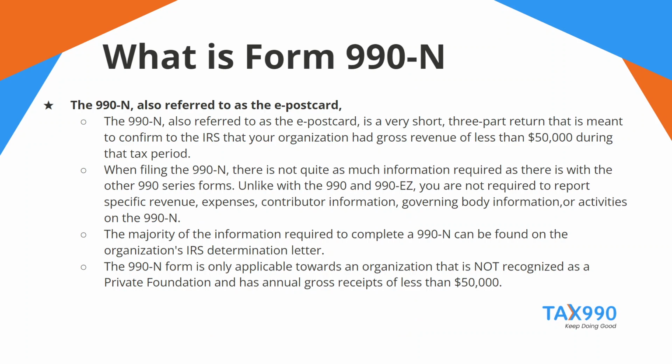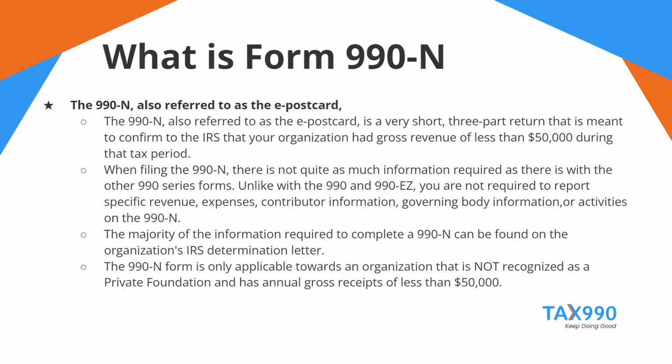In 2019, the IRS mandated the e-filing of all 990 series returns. This includes the 990N form. The 990N, also referred to as the e-Postcard, is a very short three-part return that is meant to confirm to the IRS that your organization had gross revenue of less than $50,000 during the tax period.